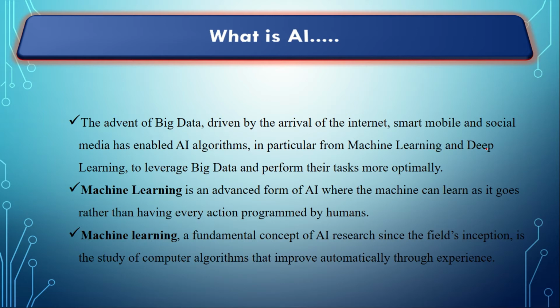So machine learning is an advanced form of artificial intelligence where the machine can learn as it goes rather than having every action programmed by humans.